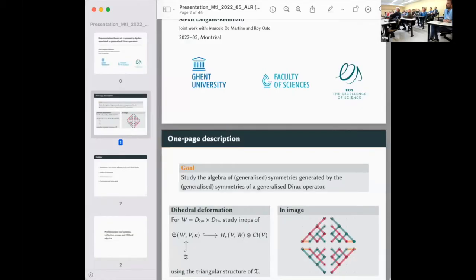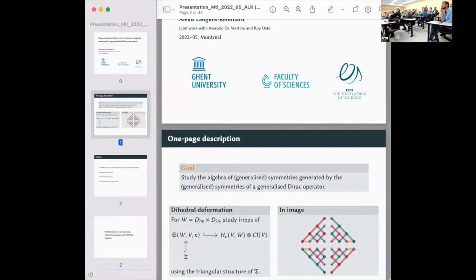Today I'll speak about work in progress that I'm doing with two postdocs at Juin, Marcelo de Martino and Roy Oste. If I describe the research we're doing, we're studying an algebra. It's an algebra of generalized symmetries for certain generalized Dirac operators. There's a lot of "generalized". I will go over it.